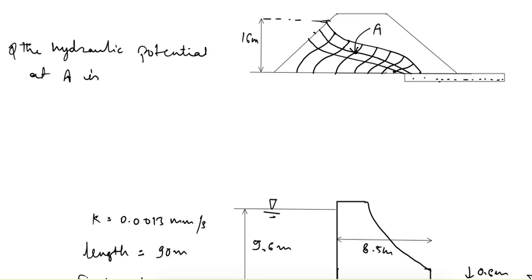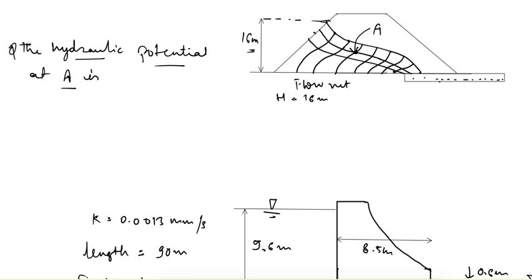Let's see some problems based upon the flow net and seepage analysis. So this is the first problem and we need to find out the hydraulic potential at point A. Here is point A, and we have been given the flow net and the total height, that is 16 meter.